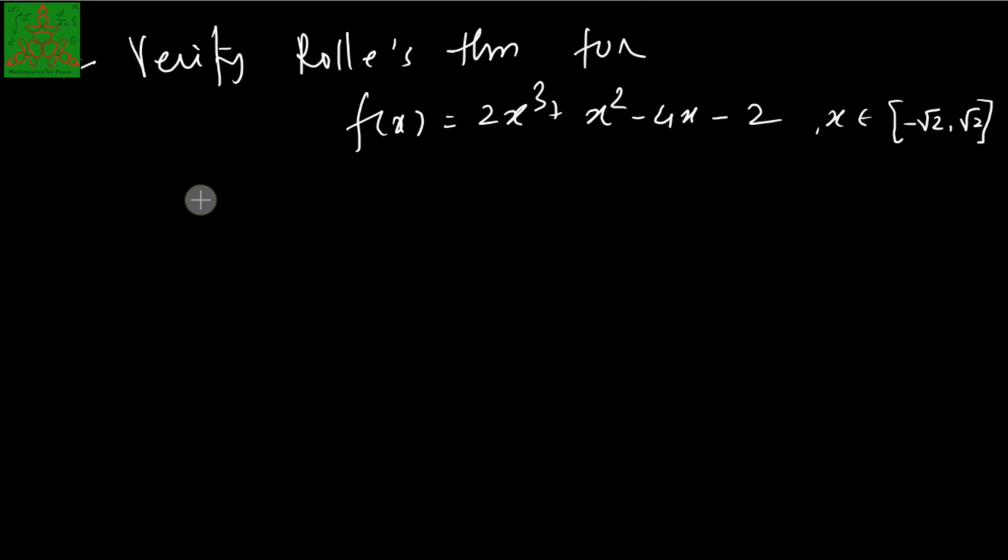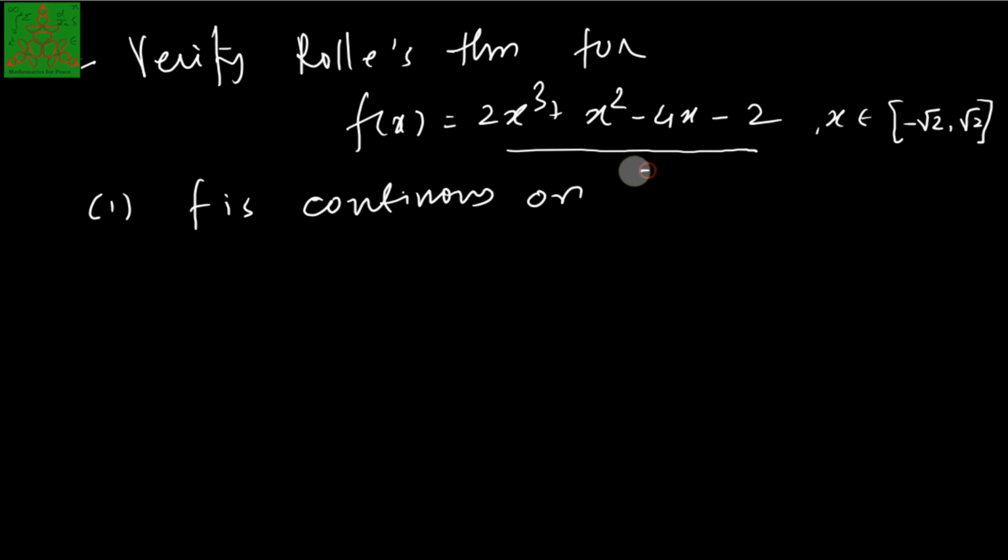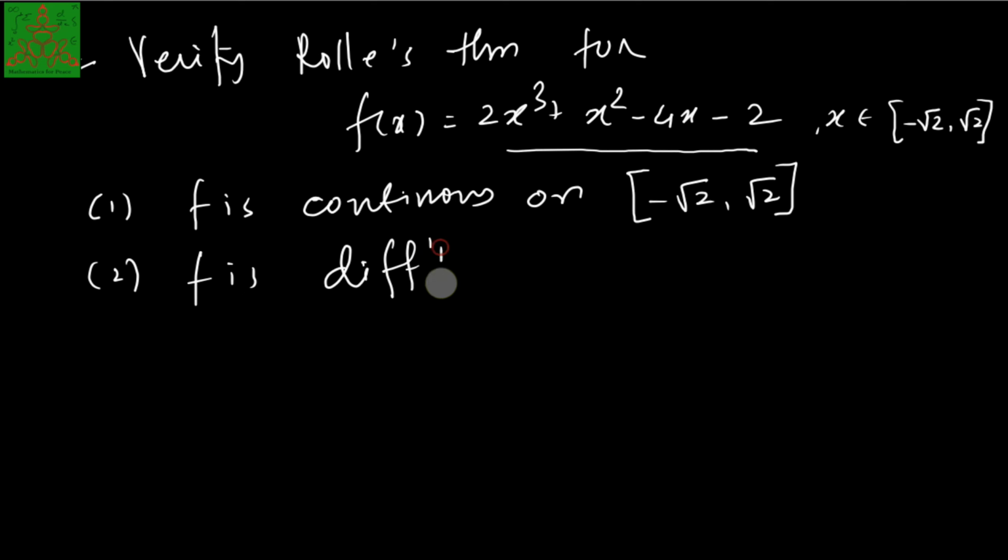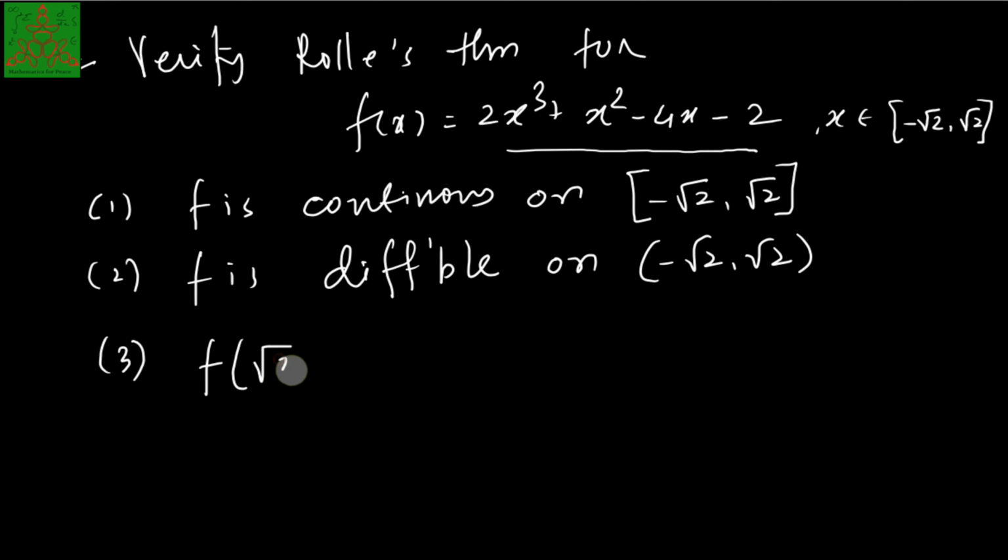And as this is a polynomial function, f is automatically continuous on the closed interval minus root 2 to root 2. f is differentiable, because every polynomial function is differentiable everywhere, so in particular in this interval also. And the third condition that we need to verify is whether f of root 2 and f of minus root 2 have the same value or not.